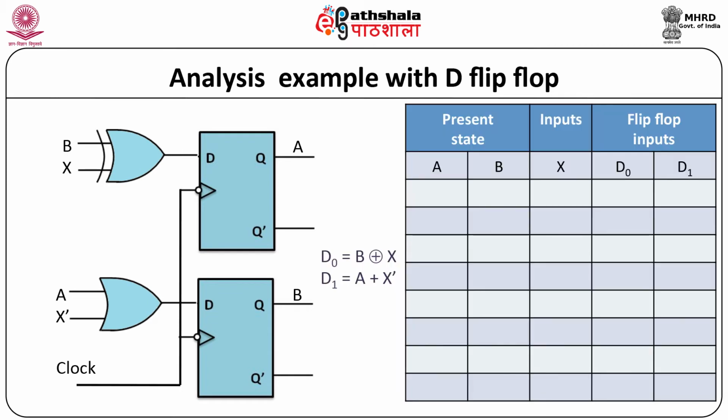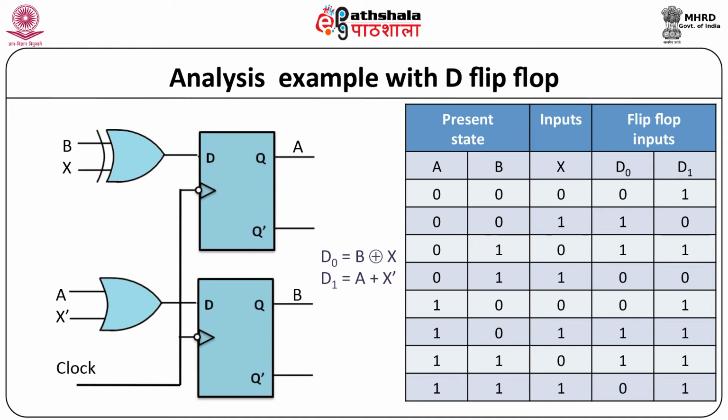Let us now obtain the flip-flop inputs for each combination of present state and inputs. Consider A and B form the present state with input X and the flip-flop inputs are D0 and D1. Let us start with present state AB equal to 0 0, input X equal to 0, the D0 input is 0 and D1 is 1. Similarly, with the same present state and X equal to 1 generates D0 equal to 1 and D1 equal to 0.